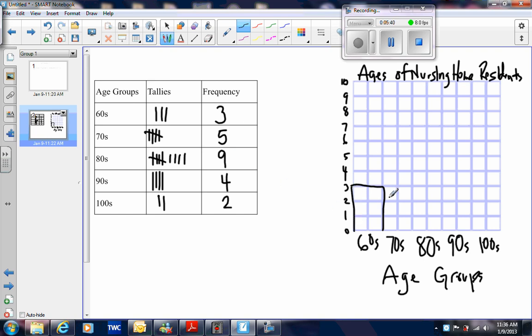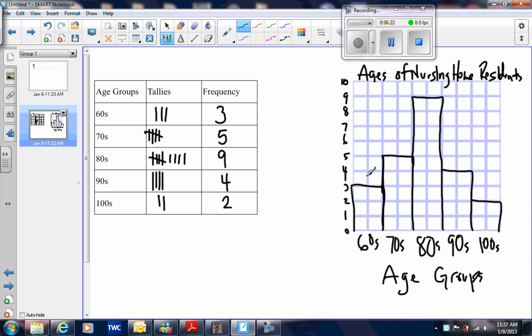The 70s have to get up to 5, so I would go all the way up. See how I just started right at the edge of this bar and just continued? So the bars are actually touching one another. And then the 80s, I would start at that edge, go all the way up to 9, and be both of those bars, both of those columns. The 90s would start right at the edge of this one and continue and take up these two columns. And then 2 for the hundreds. I'd start right at the edge of there and go.